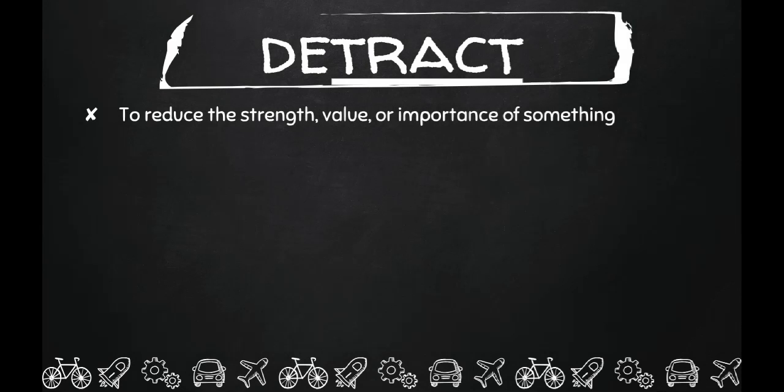Detract means to reduce the strength, value, or importance of something. So if something detracts, I always think of detract meaning take away. So if I had bright pink hair, it might detract from my teaching. It may take away the value because you might be distracted by my pink hair. So detract means to take away, to lose value. So if I have a car and it gets in a car accident, that may detract from the value. It may reduce the value of a car.